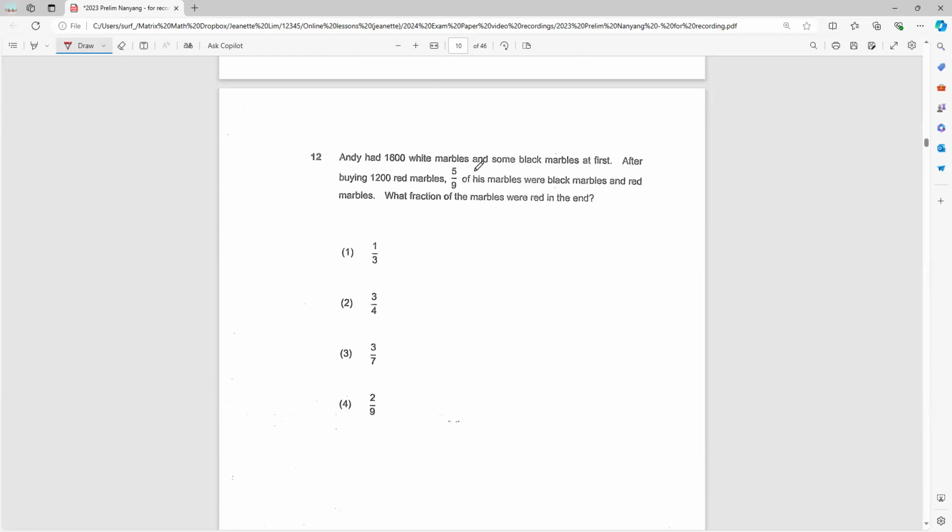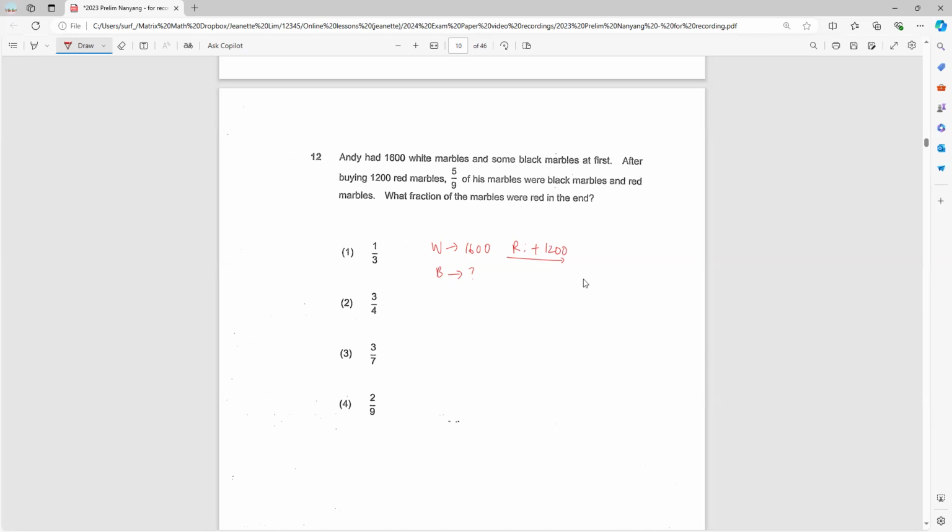Question 12. Andy had 1,600 white marbles and some black marbles at first. After buying 1,200 red marbles, 5/9 of his marbles were black marbles and red marbles. What fraction of the marbles were red in the end? We know the number of white is 1,600. Black, we don't know. Red, we add 1,200 because he bought 1,200 more red, and in the end 5/9 were black and red.